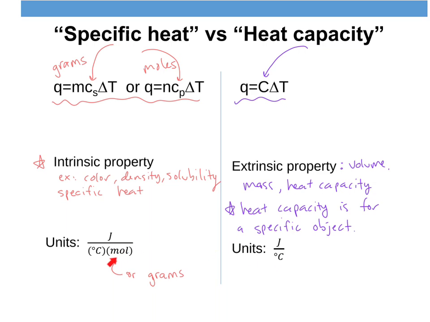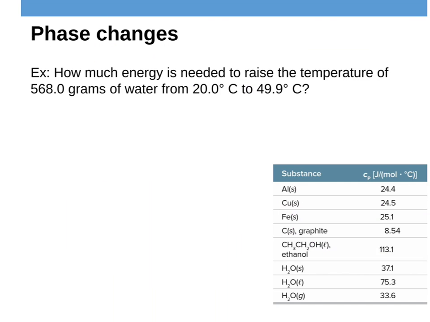Specific heat has an amount in it, moles or grams. Heat capacity does not. So specific heat is an intrinsic property. It's going to be for any given substance of that type. Heat capacity is for a specific object. So this will be true for one thing that you're looking at. So let's try to apply these concepts a little bit. I put phase change in here. That's my bad. This is temperature change.